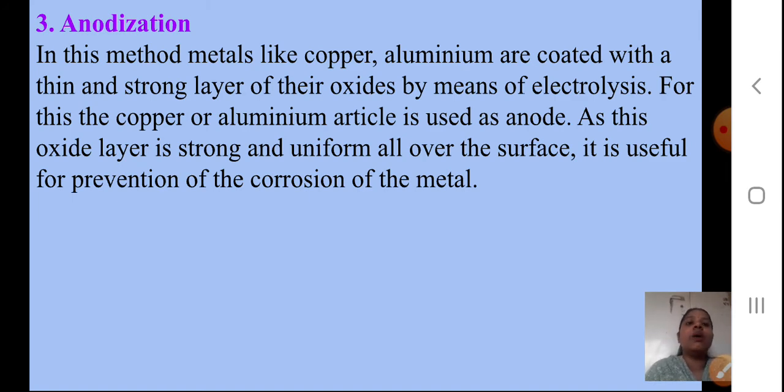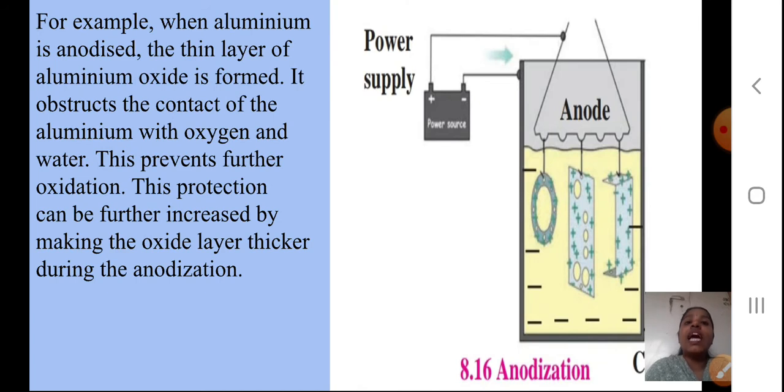Now for example, when aluminium is anodized, you can see the picture of anodization here. When aluminium is anodized, a thin layer of aluminium oxide is formed. It obstructs the contact of aluminium with oxygen and water. This prevents further oxidation. This protection can be further increased by making the oxide layer thicker during anodization. So I can make that oxide layer thicker and thicker, and hence the contact between the metal and the moisture and air is broken.